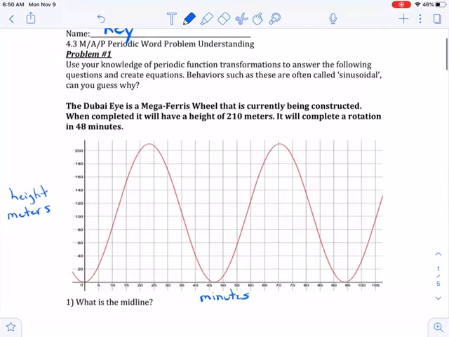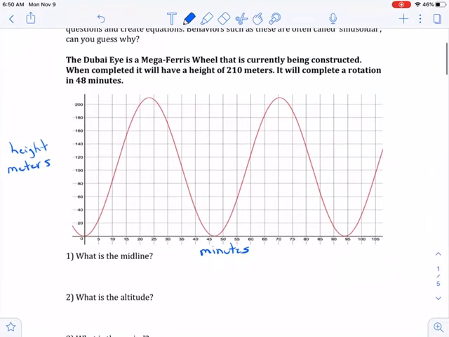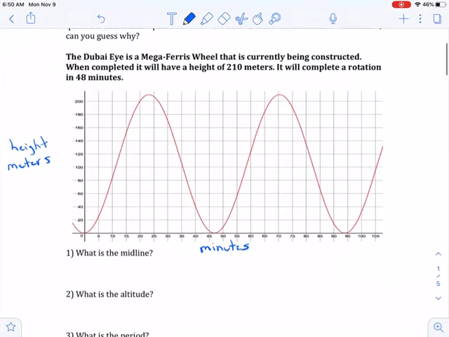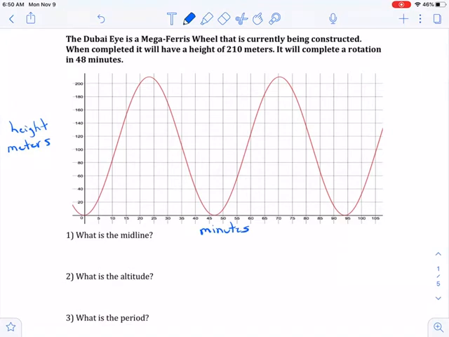So our questions are basically, what is the midline, what is the amplitude, and what is the period? Instead of altitude, we could actually put amplitude here. That's probably a little bit more correct. And that might be true on the other problems as well.